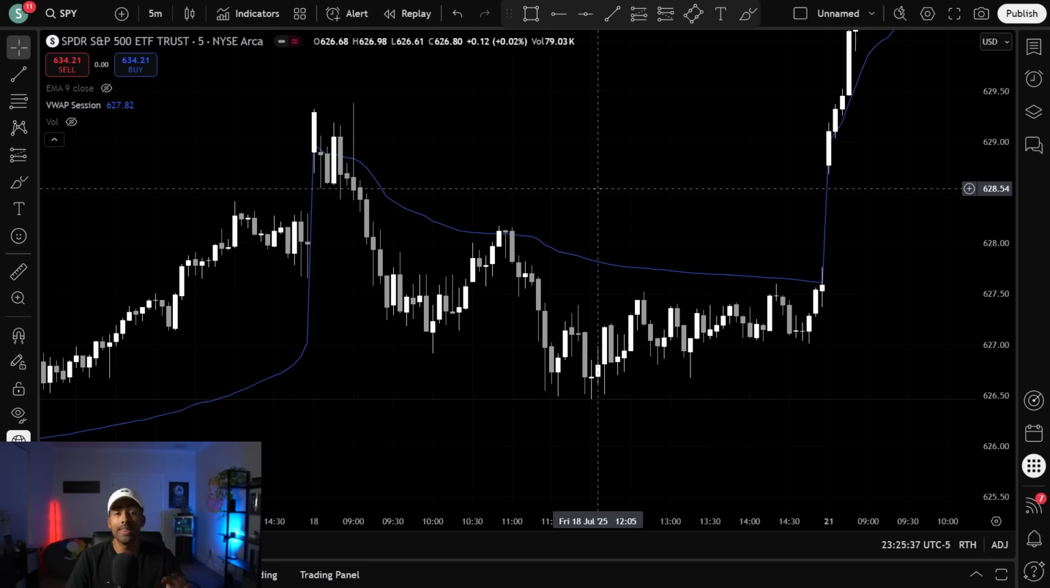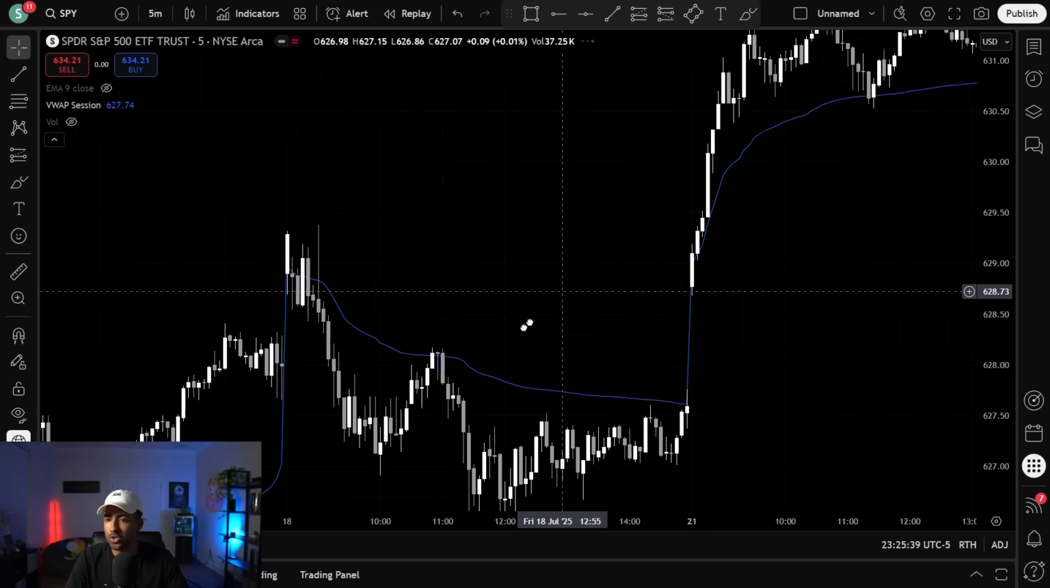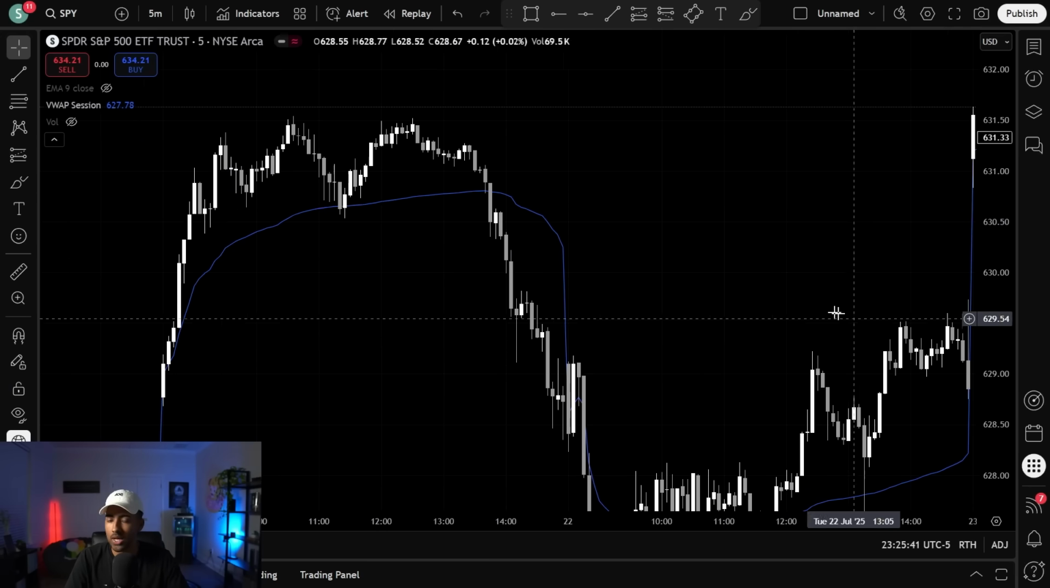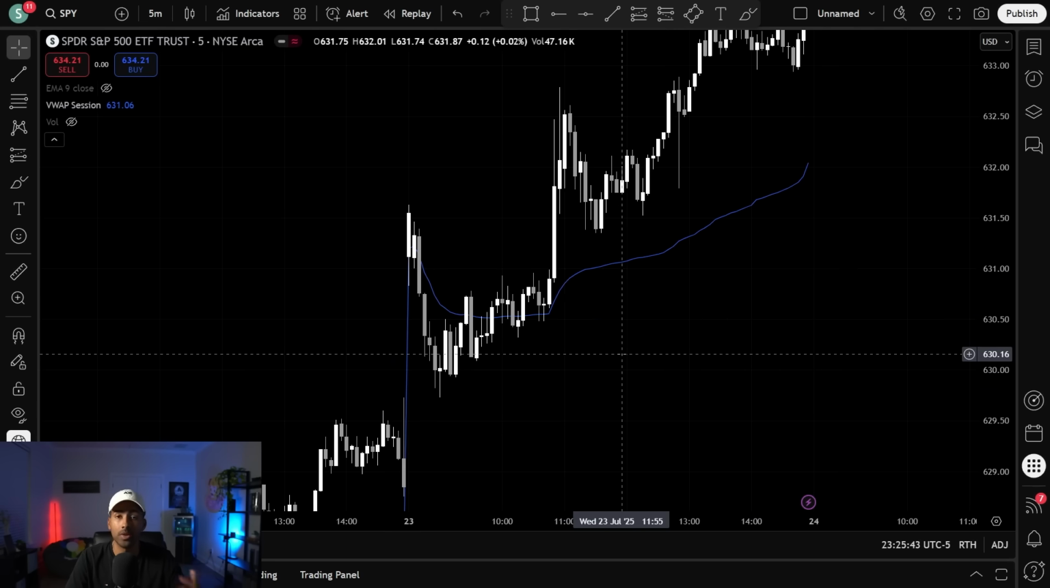One of the main parts of my trading strategy that has made me well over $400,000 as a trader is centered around just one simple line on my chart, and that line is VWAP. As you can see on this chart, there's one really small blue line, and this line has literally made me over $400,000 as a trader.